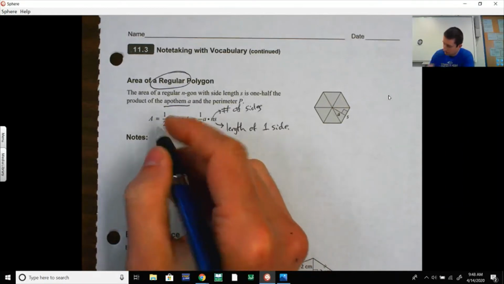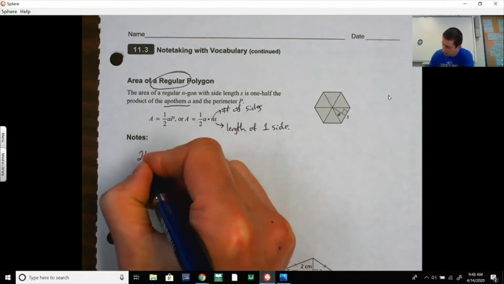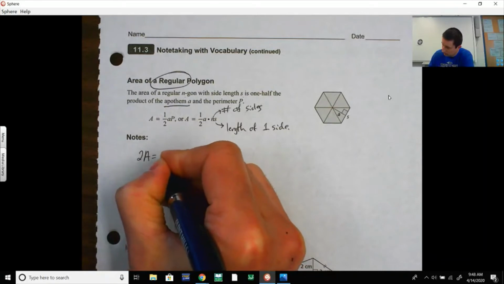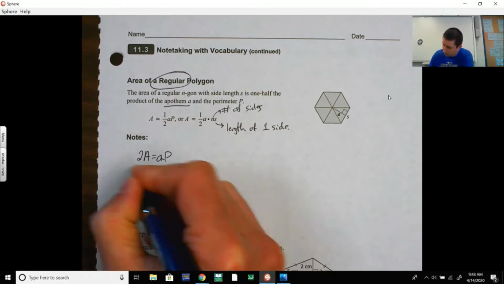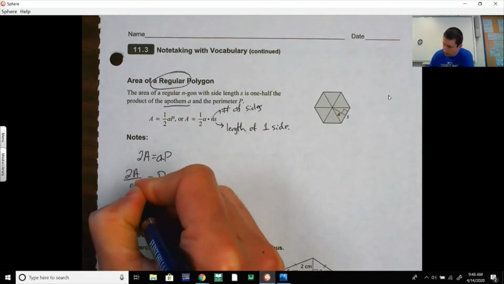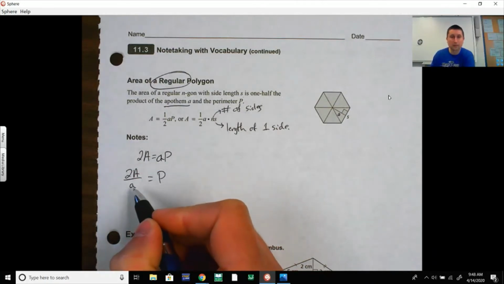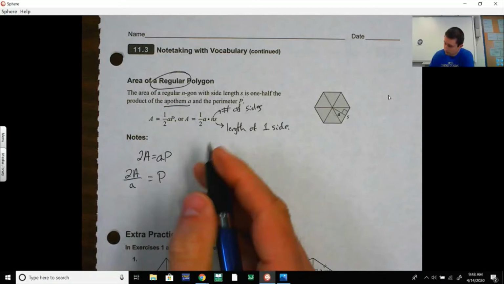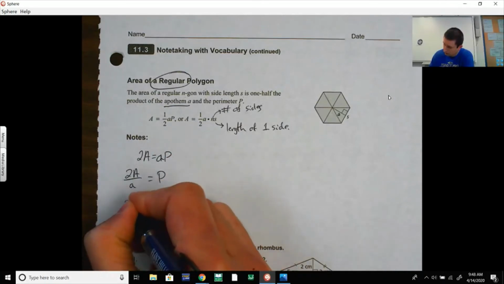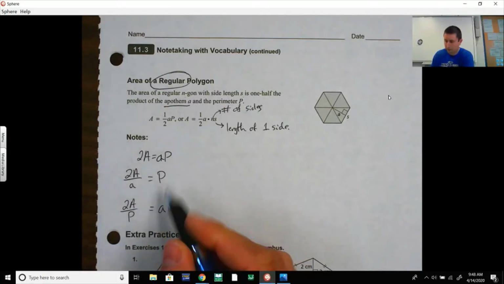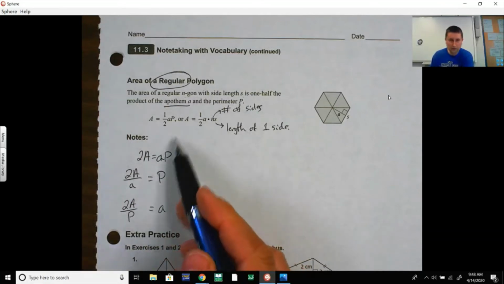This one, we could say 2 times your area equals the apothem times perimeter. So your perimeter could equal 2 times your area divided by apothem. Notice the little a is the apothem, the big A is the area. Or you can go another direction. You could say the apothem equals 2 times your area divided by perimeter. Depending on what you're looking for, you can use algebra to figure out which variable it is.